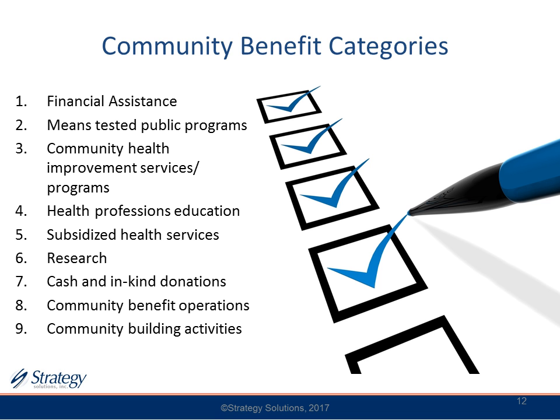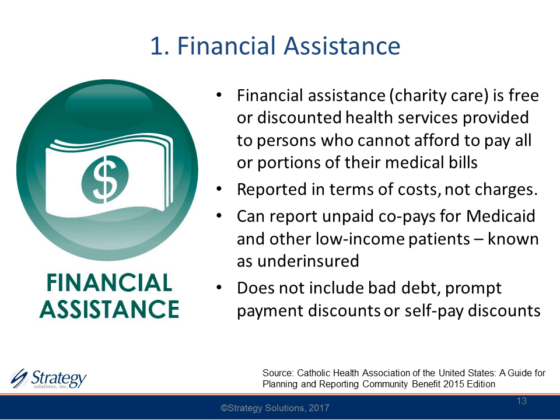Because while some of these things, like financial assistance and means-tested public programs, are things that are usually reported out of the finance department and included in the 990 and the community benefit reporting, these items 3 through 9, you may have things going on in your department that you just had no idea that it could be counted as community benefit. And that's why we're here to talk about it.